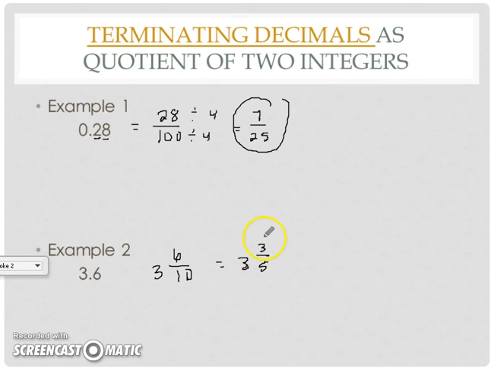And then to write it as an improper fraction, because they want it as a quotient of two integers, you would multiply 3 times 5 to get 15 and add 3 to get 18. So this would be equivalent to 18/5 as a quotient of two integers.